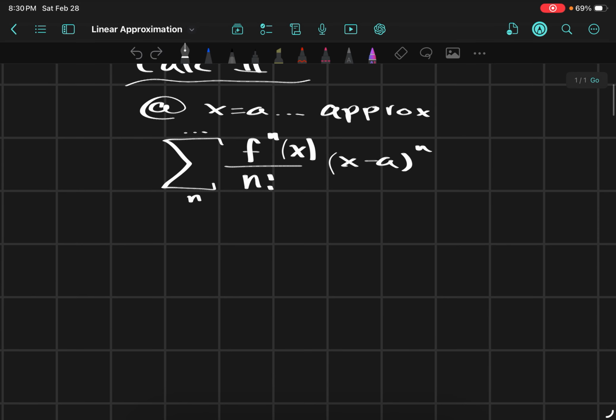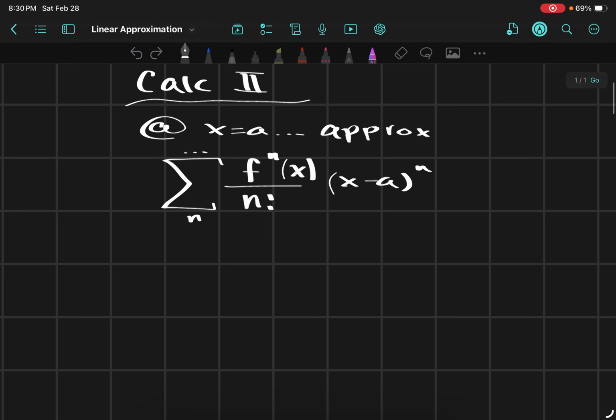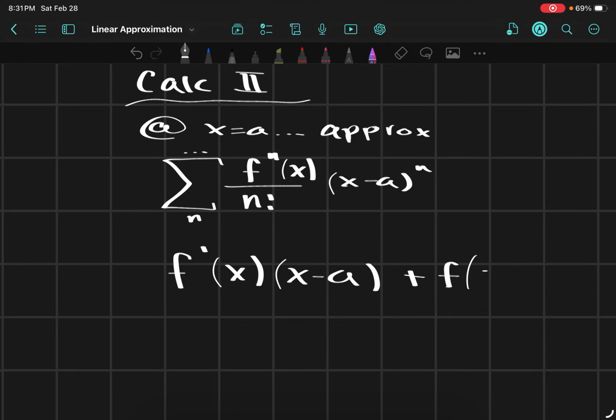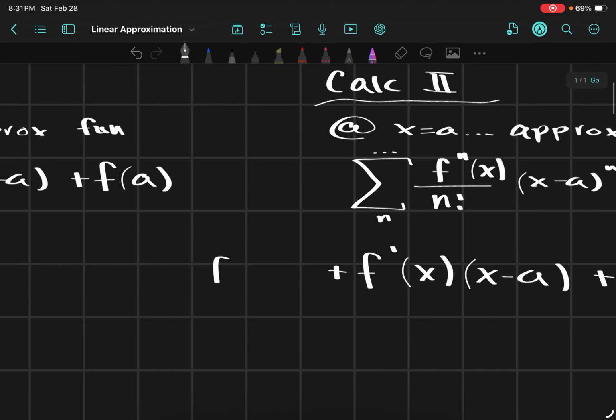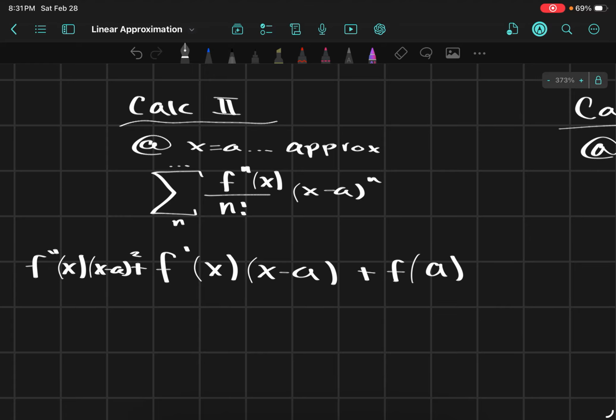And if I remember correctly, our Taylor series approximation for the linear case should just be f prime of x times x minus a plus f of a, and maybe one more term before this, x minus a squared. I actually do not recall, I apologize. Okay, I think that was our linear approximation using our Taylor series. Regardless, we approximated using Taylor series in Calculus 2.